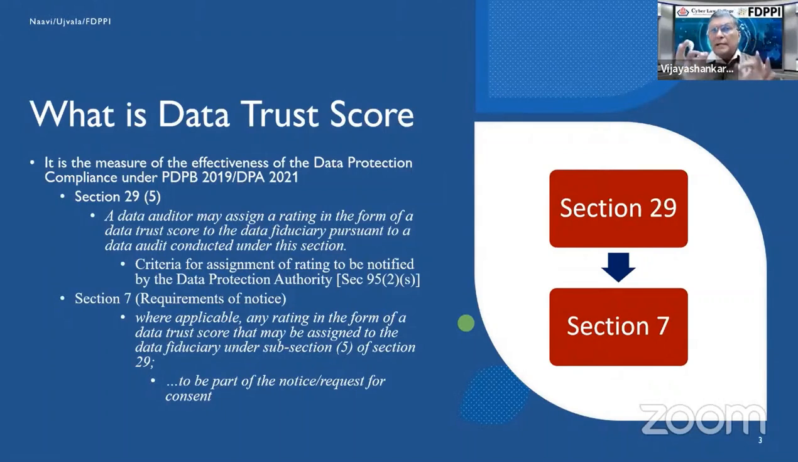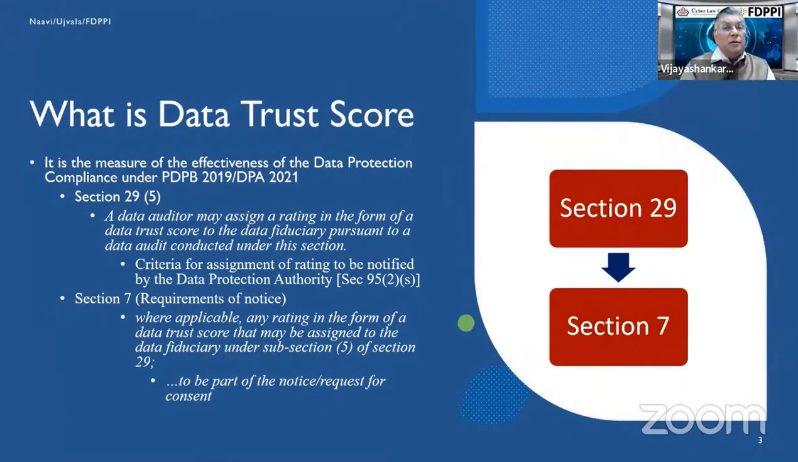Now, to look at the definition of data trust score, I told you that there is similar terminology used by data scientists, but section 29(5), subsection 5 of the Personal Data Protection Bill 2019, which we today try to refer to as DPA 2021. Okay, maybe when it is passed, it may become DPA 2022, but let us understand that we are talking of that bill which has been produced in the Indian Parliament for passing.